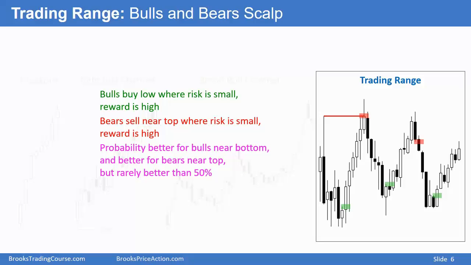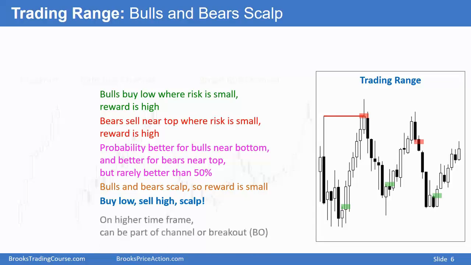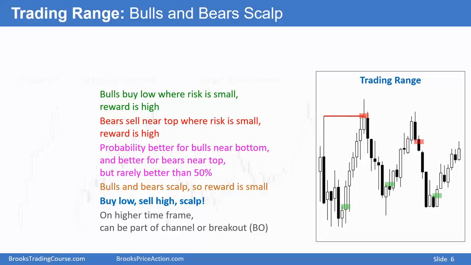Trading range probability is better for the bulls near the bottom and better for the bears selling near the top, but the probability is rarely better than 50-50. Again, bulls and bears are both confused except for one thing. They believe strongly that the market is not going to go very far up or very far down, and because of that, they scalp. They buy low, sell high, scalp. On a higher time frame chart, a trading range can be part of a trend, part of a channel. It can be part of a breakout on a high enough time frame chart.